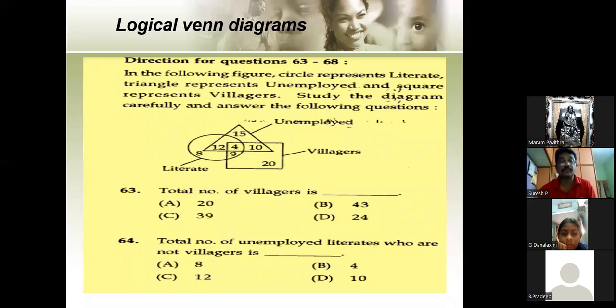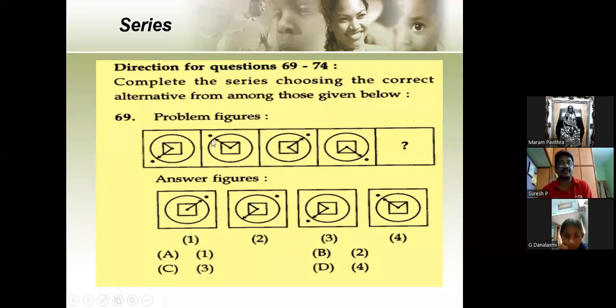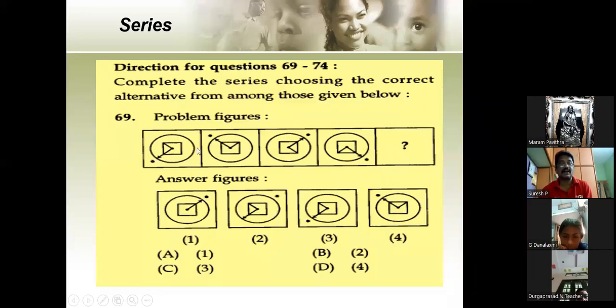Now we are going to move to the next one. The next one is directions for questions 69 to 74. You have to identify the dot movement, which is very, very important. How the dot is rotated, you have to identify which comes next. There is a sequential order. You have to identify it and find the answer. This is very, very important.